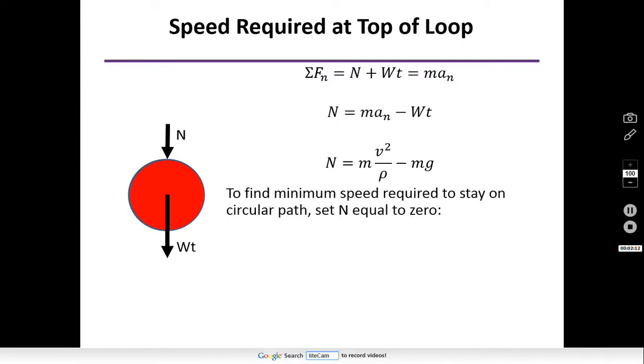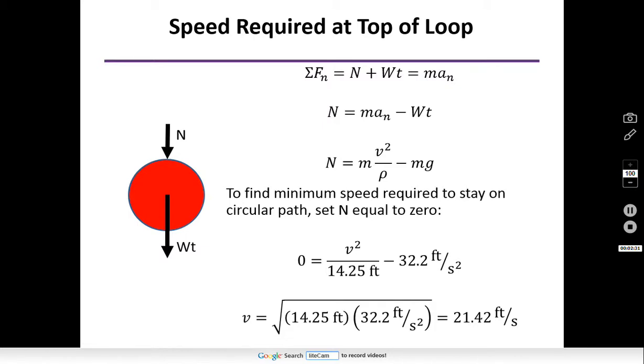Now, if we want to find the minimum speed to stay on the path, then we set this value equal to 0. Where we lose contact between the ball and the track, that's going to correspond to the minimum speed. Solving for that, of course, the masses cancel out, and we come up with a velocity of 21.4 feet per second that we need to have at the top of the loop.